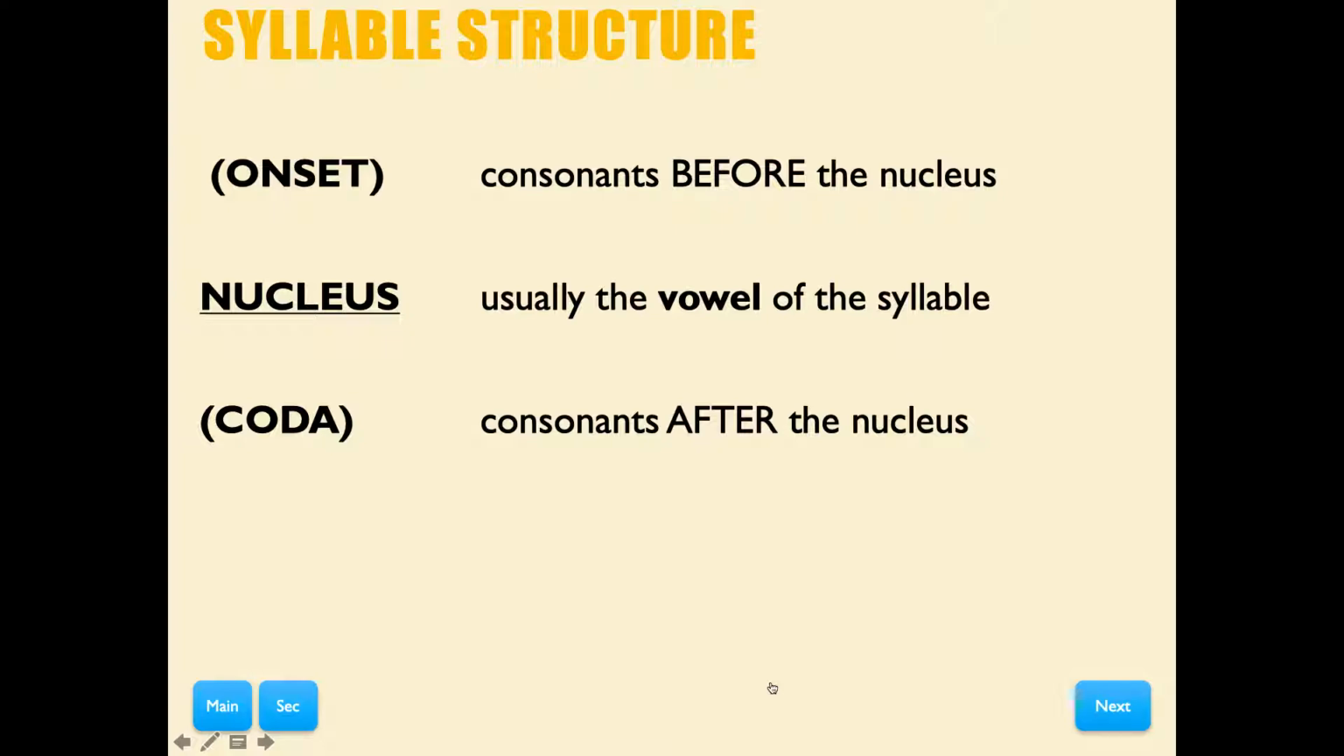The basic syllable structure consists of an onset, a nucleus, and a coda. The consonants before the nucleus form the onset. The vowel in the syllable usually forms the nucleus. And the consonants after the nucleus, after the vowel, form the coda. Again, consonants before the nucleus, onset. The vowel of the syllable, nucleus. Consonants after the nucleus, coda.